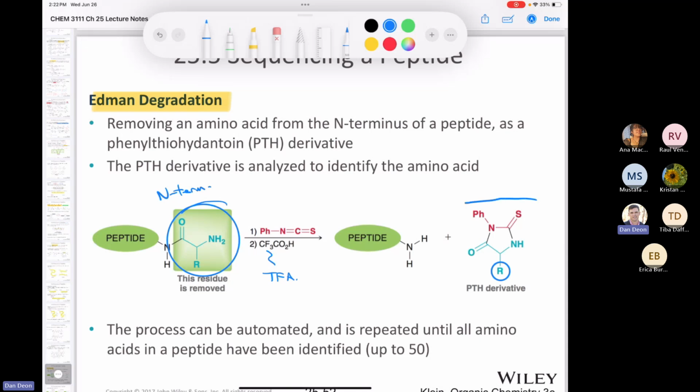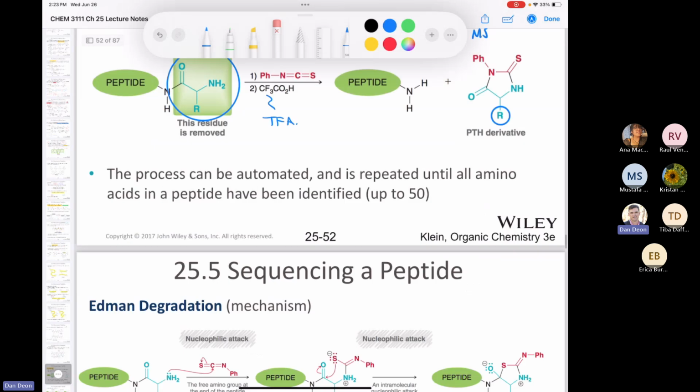So it's this molecule here that gets analyzed by mass spec, and each of them has a unique profile. There's only 20 amino acids, so they can do it very quickly. It turns out the process can be automated, and you can analyze peptides that have up to 50 amino acids total in the peptide chain.